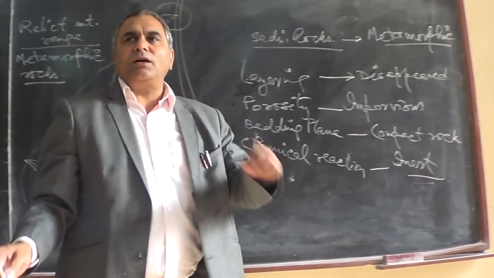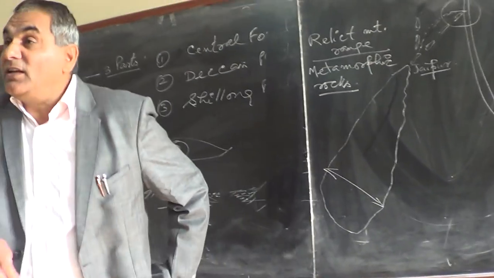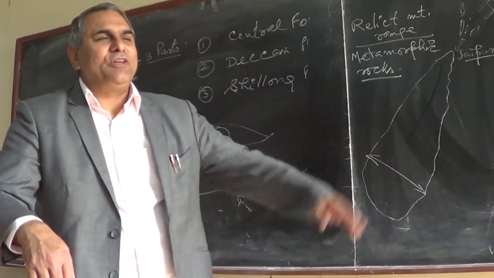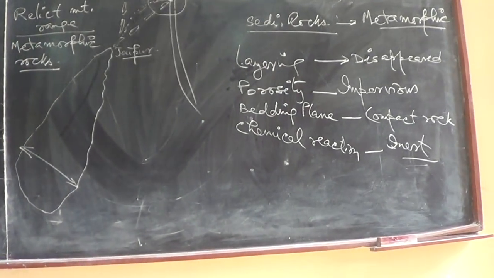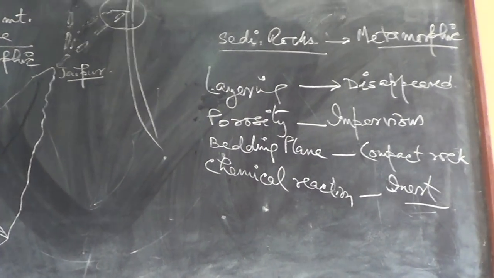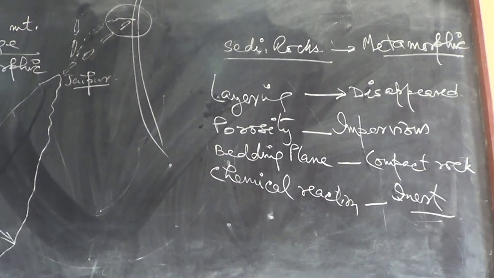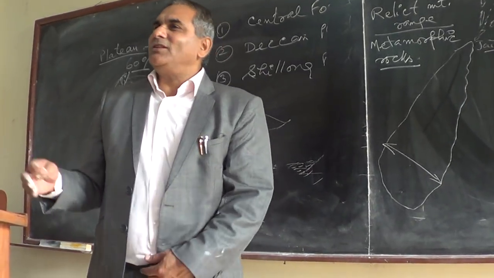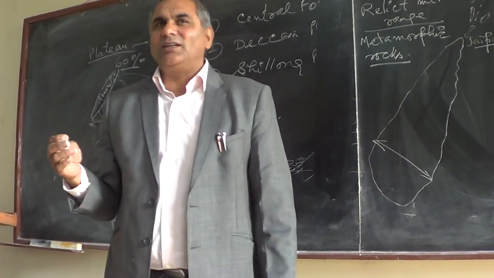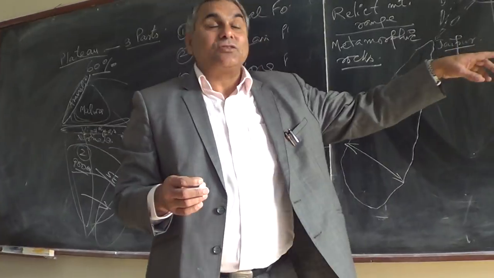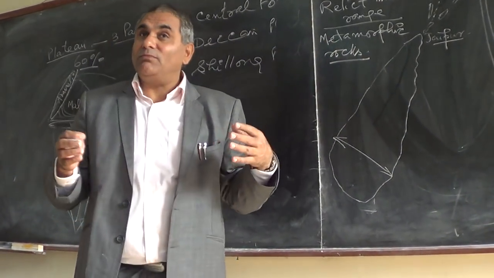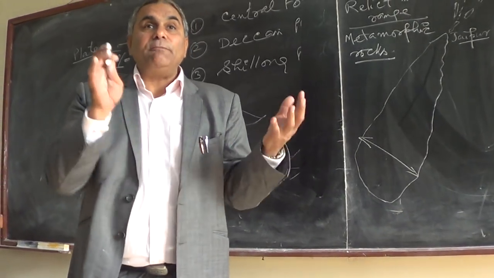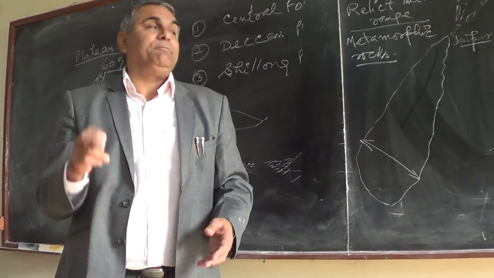These rocks become inert. Inert means no chemical reaction takes place. If we put water on marble, there will be no reaction. But if you put water on limestone, the reaction will start immediately. So these are the metamorphic rocks. Metamorphism depends on the nature of rocks, compression, temperature, pressure and time.